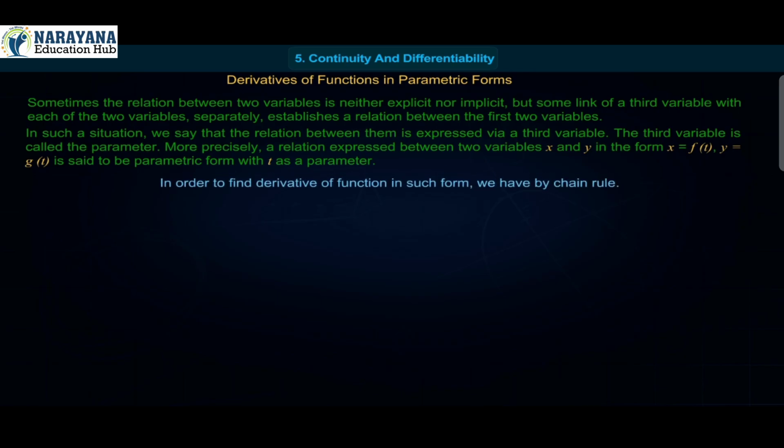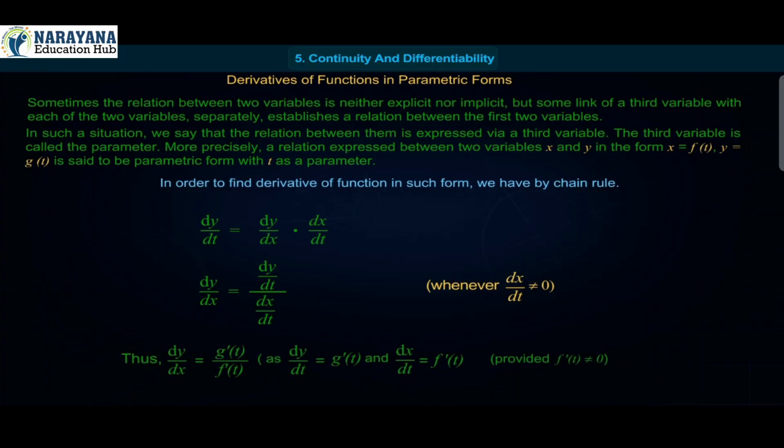In order to find the derivative of a function in such form, we have by chain rule dy/dt = dy/dx into dx/dt. dy/dx = (dy/dt)/(dx/dt) whenever dx/dt is not equal to 0. Thus, dy/dx = g'(t)/f'(t), as dy/dt = g'(t) and dx/dt = f'(t), provided f'(t) is not equal to 0.